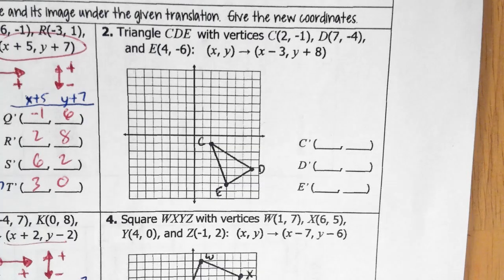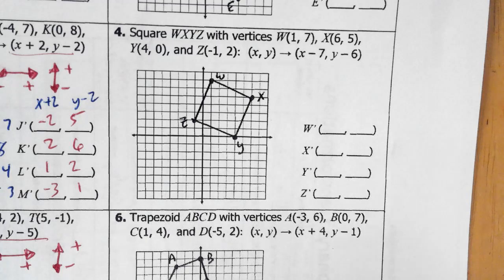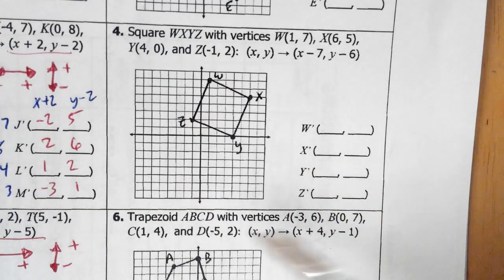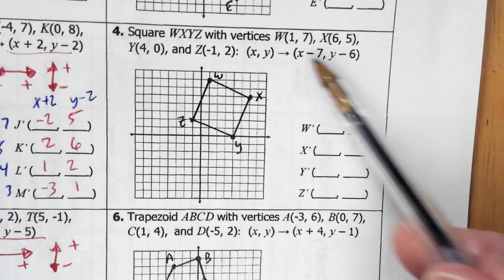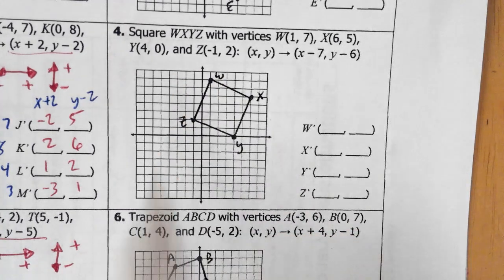All right, let's try again. So number 4. Number 4, I want you to pause your video and try it again. So pause, and move that -7, -6. So to the left 7, down 6, and get those dots. So give that a try.